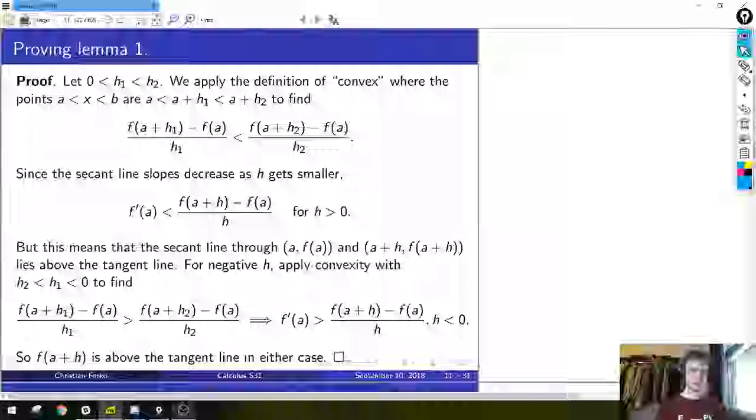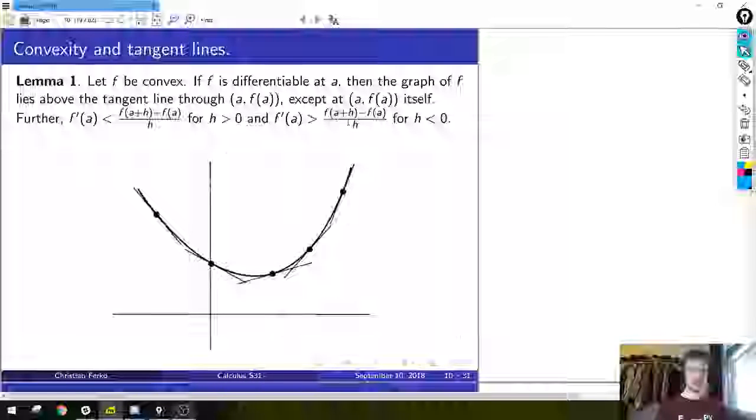Okay, so again, we get two different inequalities where the direction reverses depending on whether h is positive or negative, but in both cases, the first sentence that the graph lies above the tangent line is true in both cases. So if the secant line slope is here going to be smaller than the tangent line slope, then that means that the point connected to A by that secant line again lies above the tangent line. It's true in either direction.